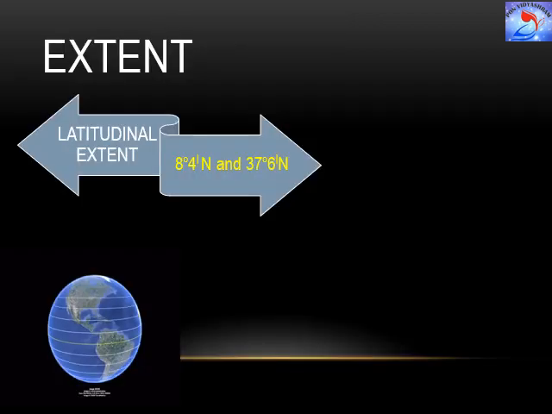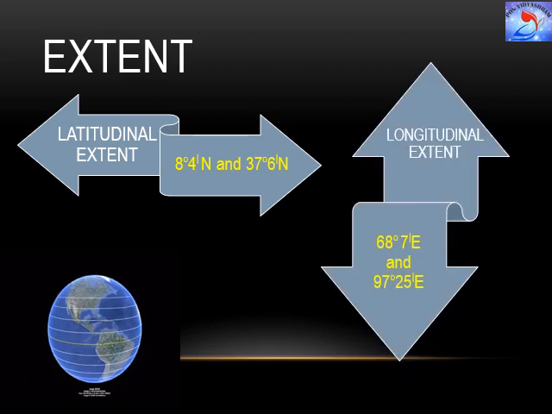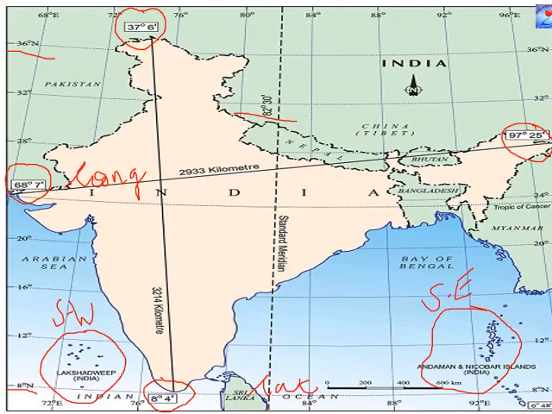Here are the specific coordinates of India, that is the latitudinal and longitudinal extent. Latitudinal extent is 8 degree 4 minutes north to 37 degree 6 minutes north. Longitudinal extent is 68 degree 7 minutes east to 97 degree 25 minutes east.